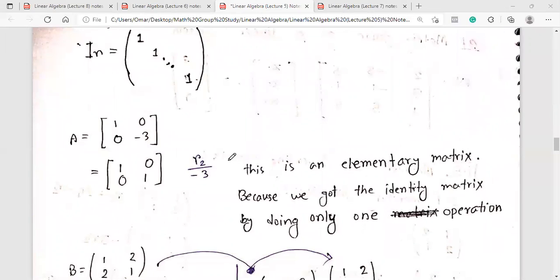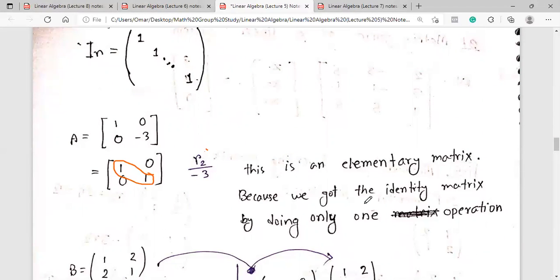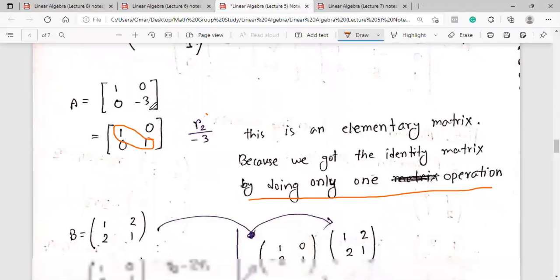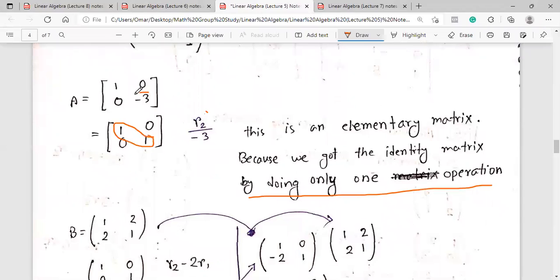So there is the elementary matrix. If we can get the identity matrix with just a single operation, by doing only one operation, for example, we can just divide the second row by minus 3 and then we get our identity matrix. So if we can get the identity matrix by doing only one operation, then this matrix will be an elementary matrix.